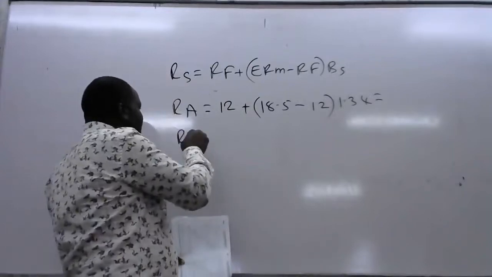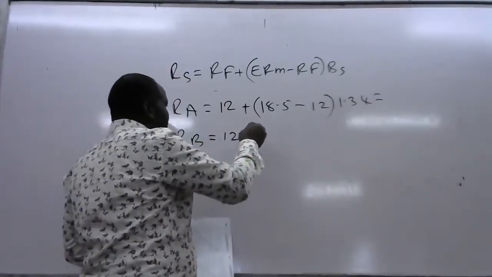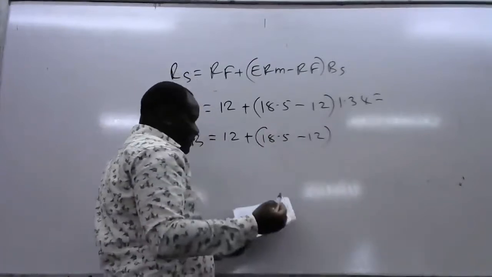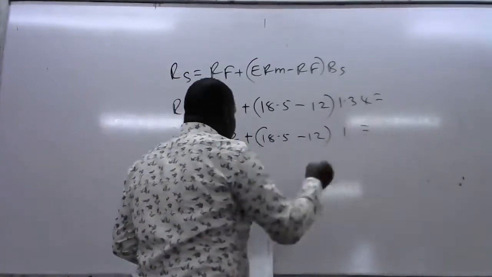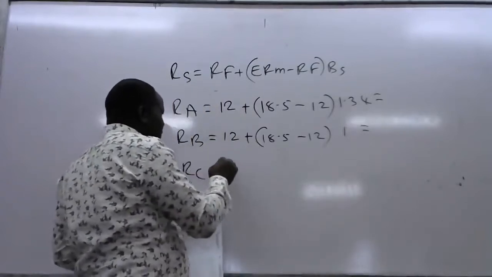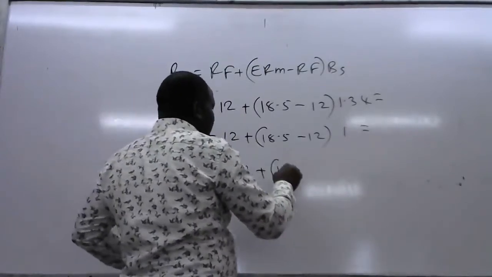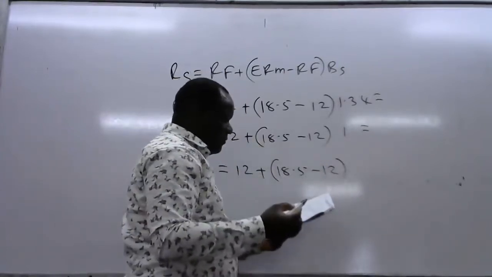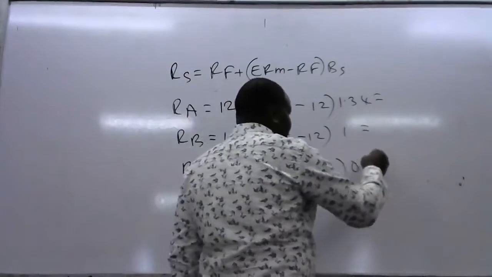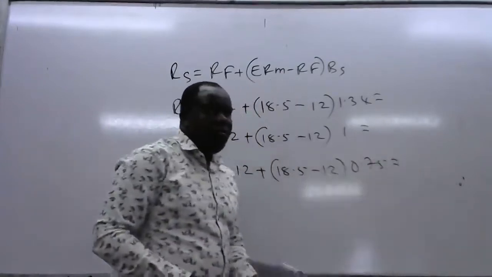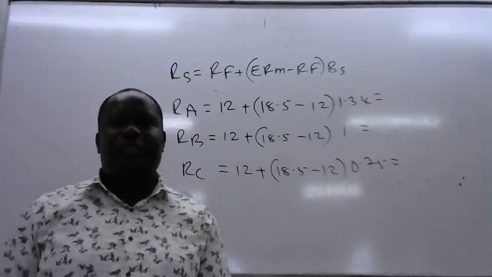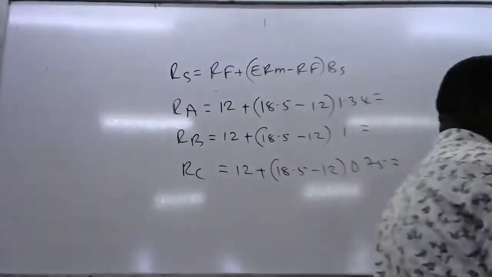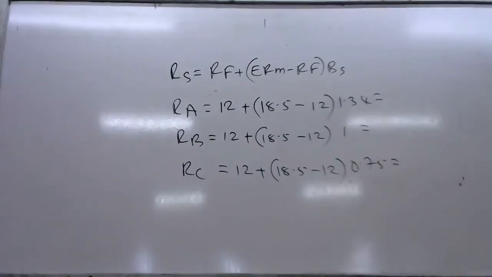The same case for B, it will still be 12, then 18.5 minus 12. This one you multiply by 1. The one for C is still 12, 18.5 minus 12, but this one you multiply by 0.75. So you compute them. What is changing is only the beta factor. The rest of the details remain the same.